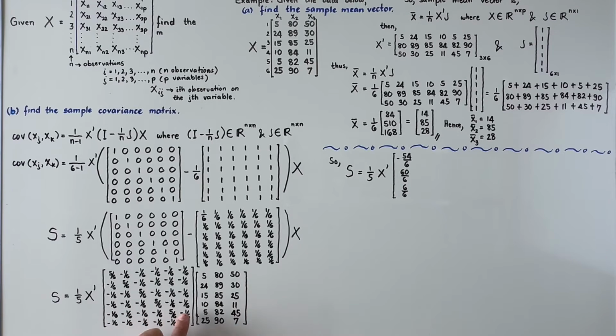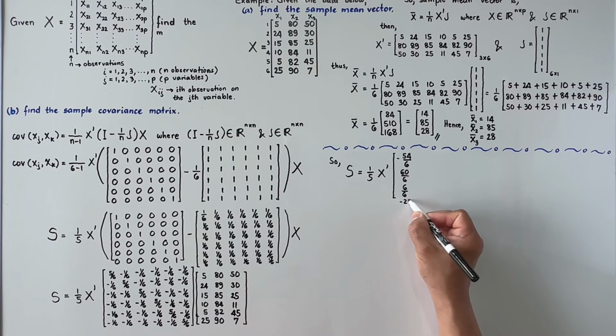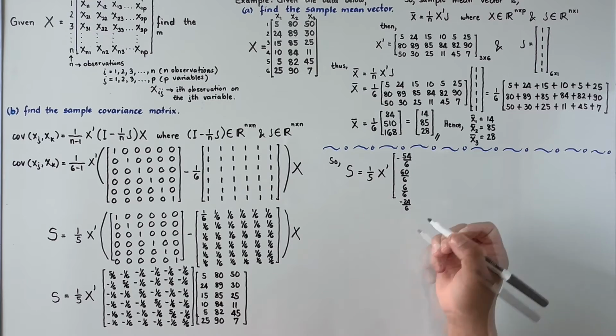Multiplying the fourth row by the first column also. So negative 5/6 minus 24 over 6, minus 15 over 6, and then plus 50 over 6 because that is 5/6 times 10. So that is 50 over 6 minus 5/6 minus 25 over 6. And the sum of the 6 products here, we have negative 24 over 6.